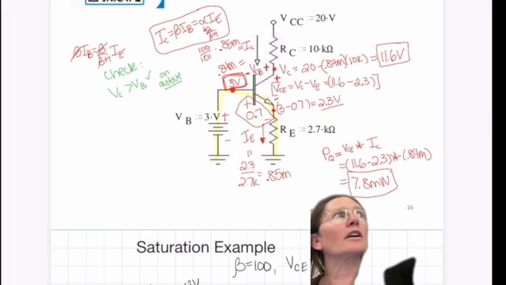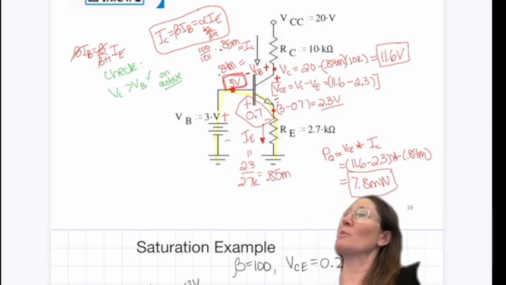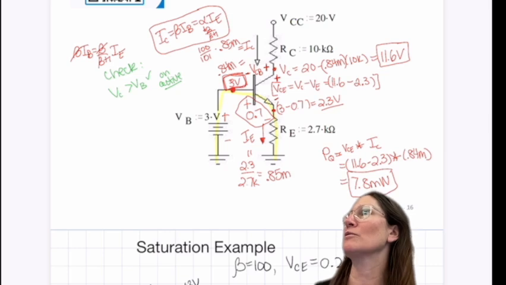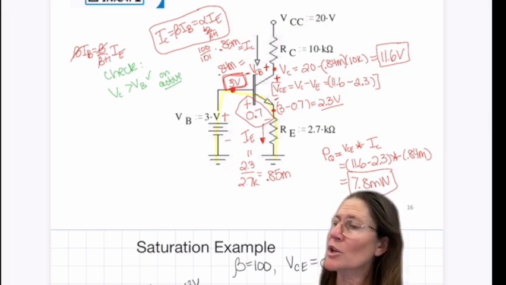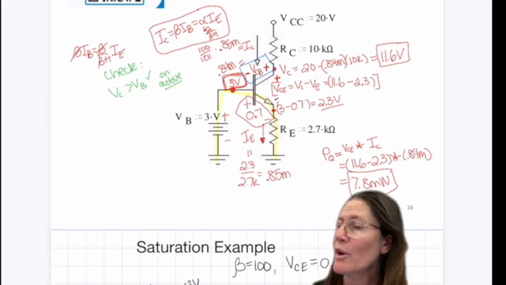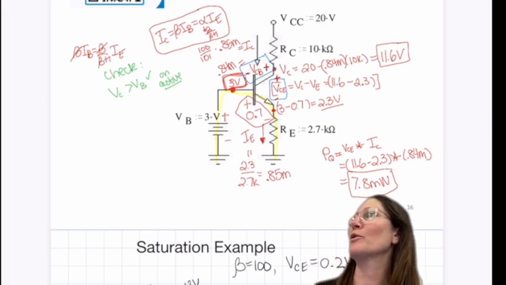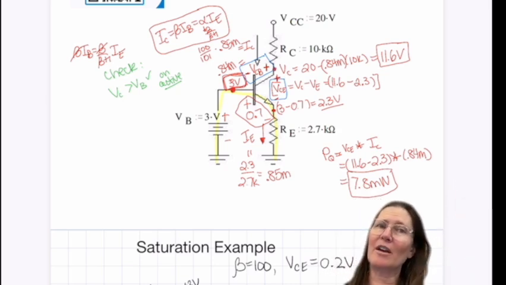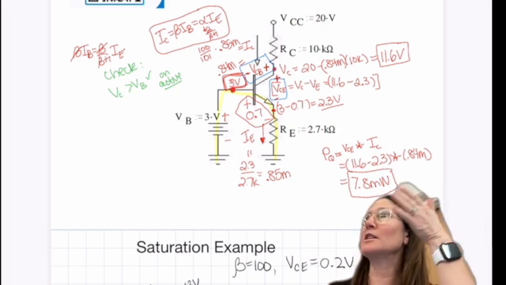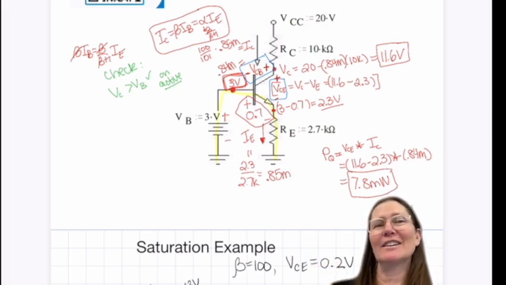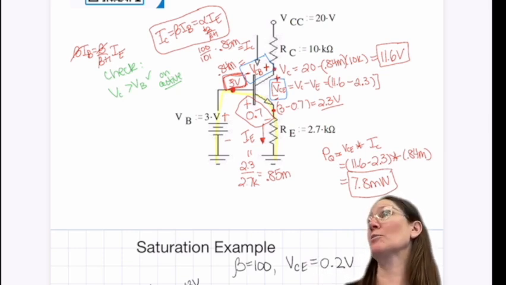When it's on in either saturated or active, we know that there's that drop between the base and the emitter. And so we use that information to then find the other currents and voltages. Here we don't know between the base and the collector. And we don't know here until we find what the voltage at the collector is. And so we use the active mode relationships: IC equals beta IB equals alpha IE, to get the current so that we can then find VC.